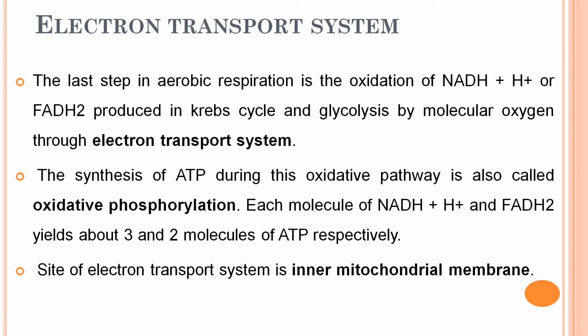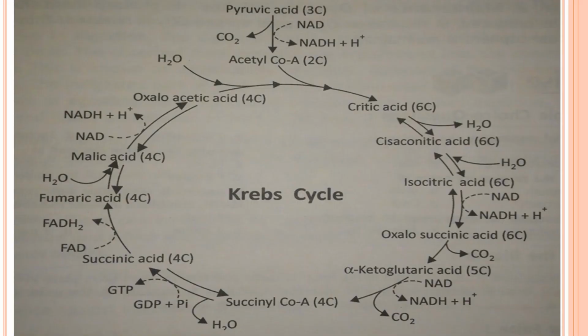Now moving to the next. The next step is the electron transport system. This is the last stage of cellular respiration. The last step in aerobic respiration is the oxidation of NADH plus H plus or FADH2, which is produced in the Krebs cycle and glycolysis, by molecular oxygen through the electron transport chain. See, ultimately NADH plus H plus is produced.